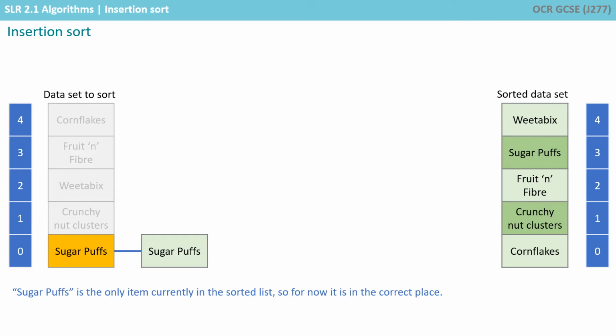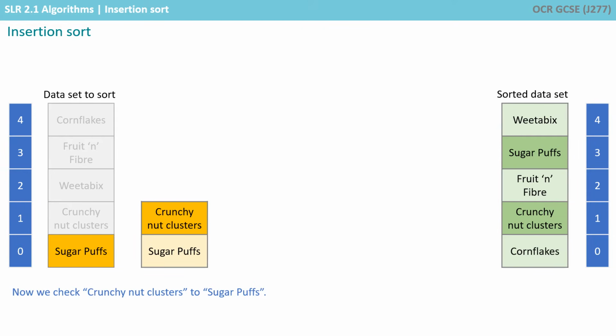The unsorted part of the list is being hidden in each step, but of course all the items are still there. The green items are the sorted part of the list, and the orange items are the ones we are currently sorting and comparing. And what we're going to do is insert each item into its correct place in the sorted list. So as you can see here with the first step, Sugar Puffs is the only item currently in the sorted list, so for now it's in the correct place.